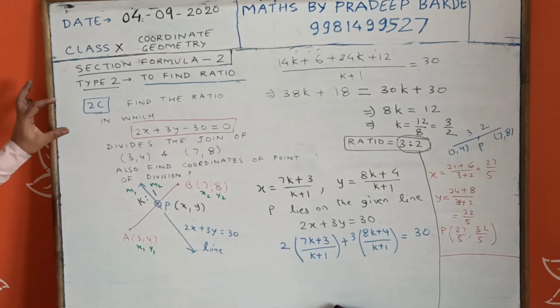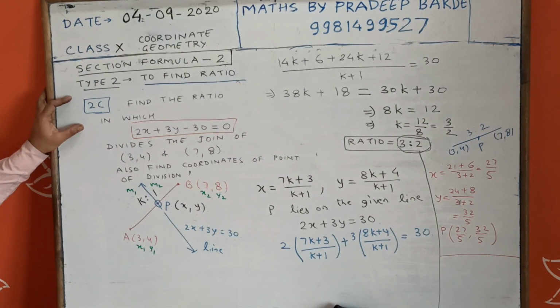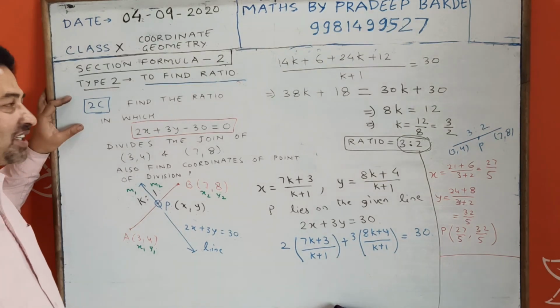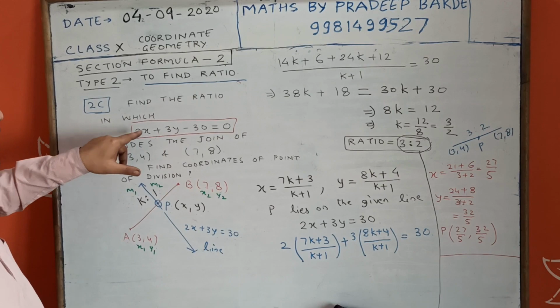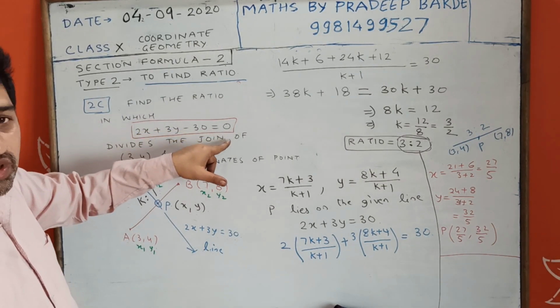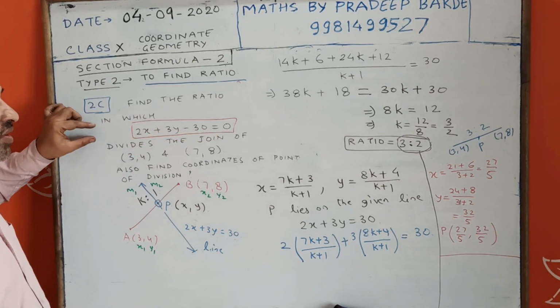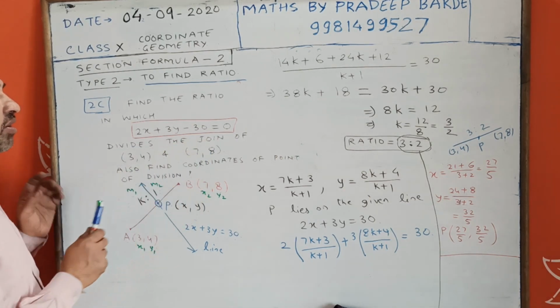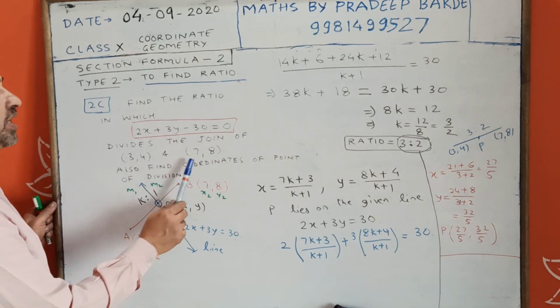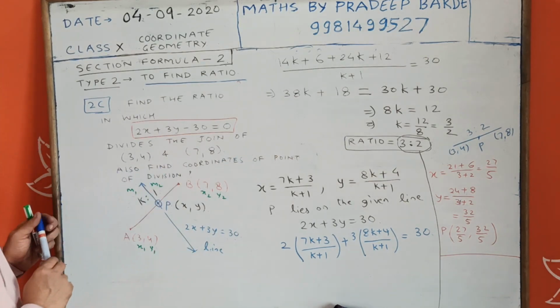Okay students, so let's discuss the question of type 2C. 2C question discuss करते हैं. Question is: find the ratio in which the line 2x plus 3y minus 30 is equal to 0, this is the equation of the given line, divides the join of (3, 4) and (7, 8). Also find the coordinates of the point of division.